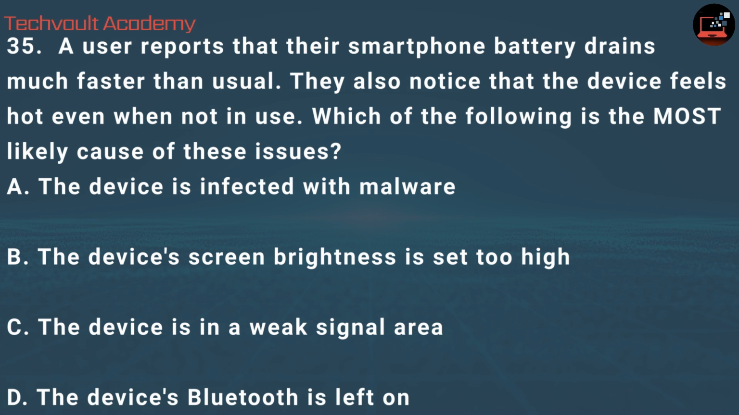35. A user reports that their smartphone battery drains much faster than usual. They also notice that the device feels hot, even when not in use. Which of the following is the most likely cause of these issues? A, the device is infected with malware. B, the device's screen brightness is set too high. C, the device is in a weak signal area. D, the device's Bluetooth is left on.